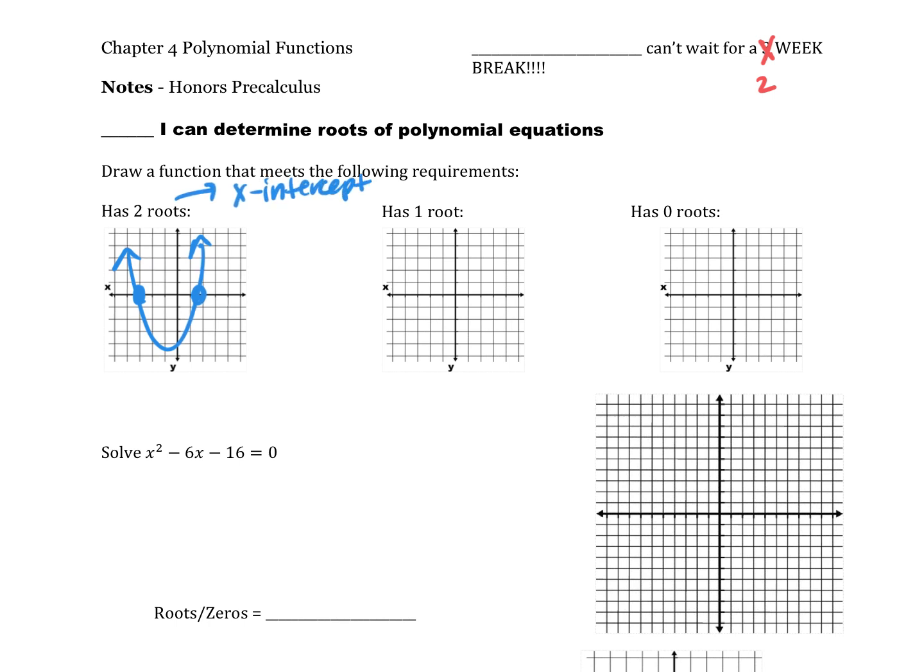A root is an x-intercept, or some people like to call them zeros. They're all the same thing. Roots, x-intercepts, zeros. Boom. 3 different words for the same thing. What would something look like if it had 1 root?